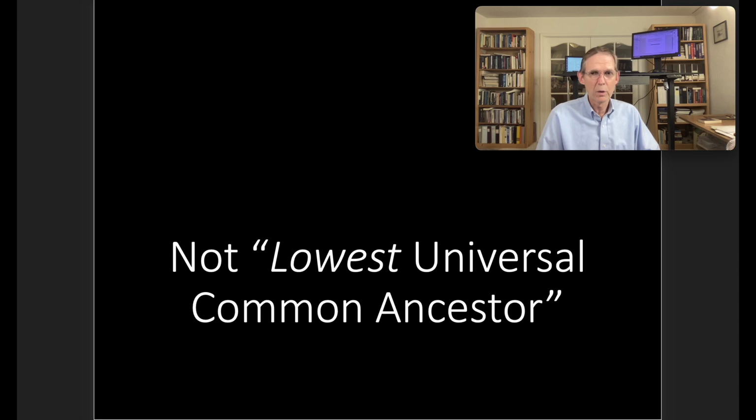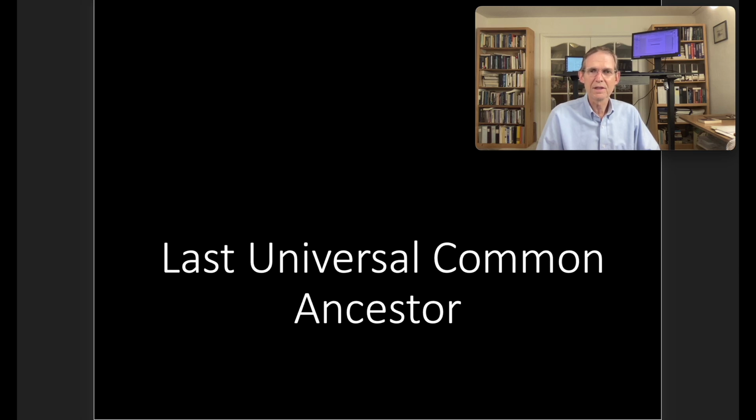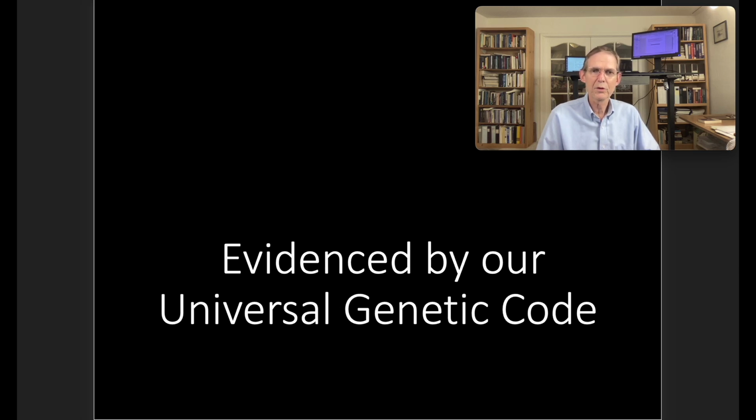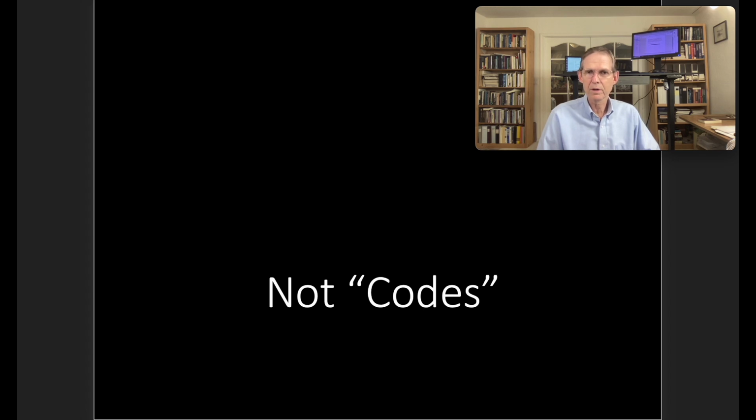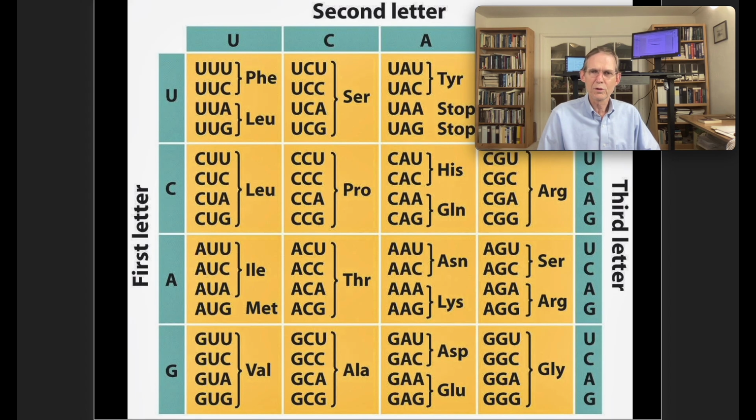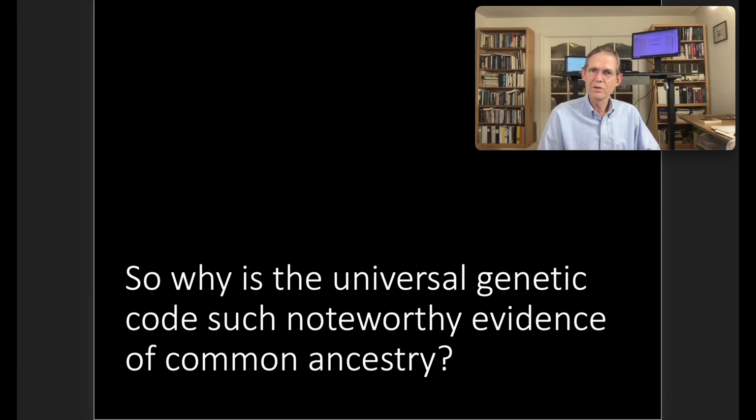Okay, it is not lowest universal common ancestor, it is last universal common ancestor, and it is evidenced by our universal genetic code, not codes. This is the universal genetic code, so why is the universal genetic code such noteworthy evidence of common ancestry?